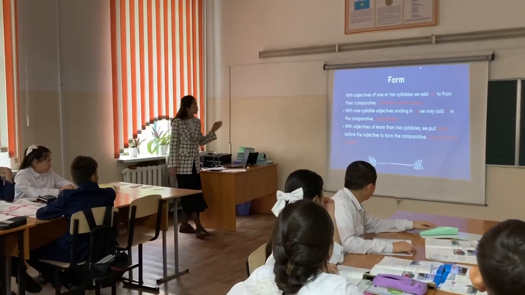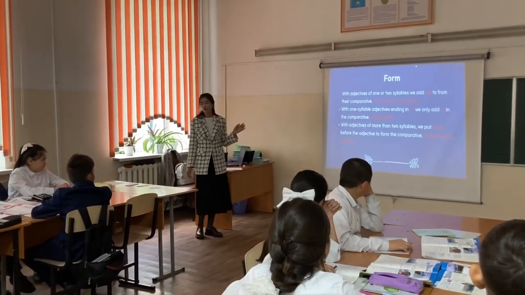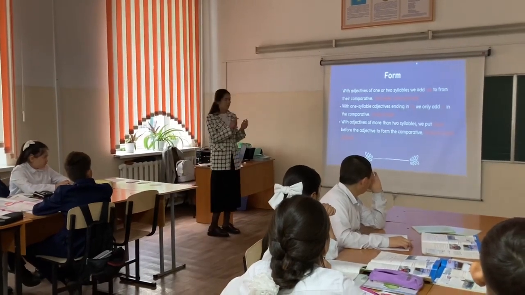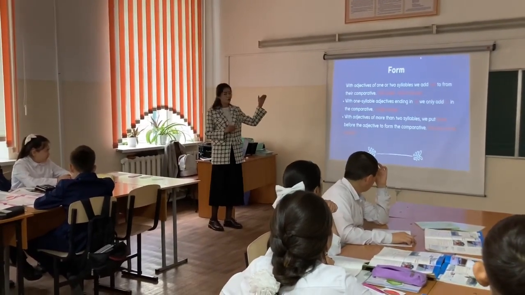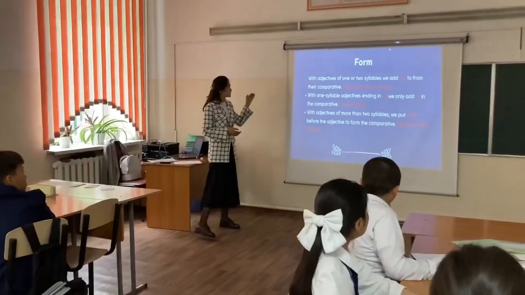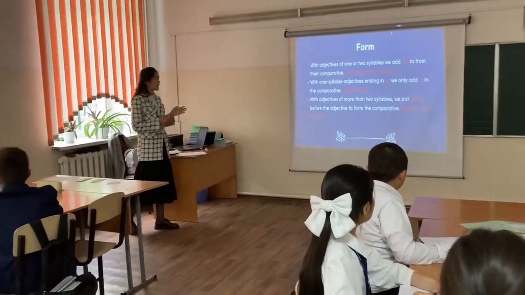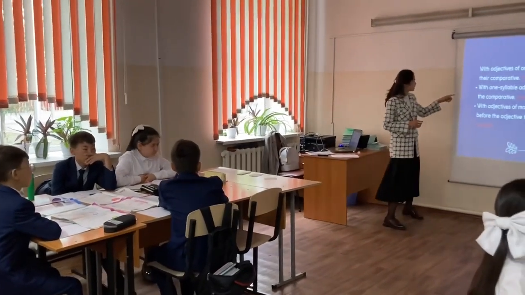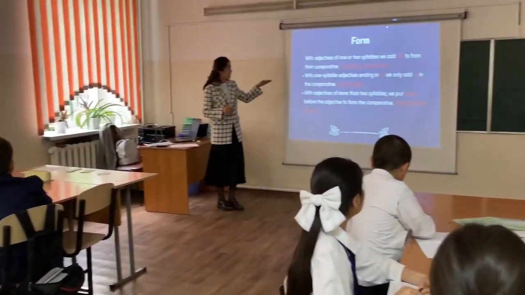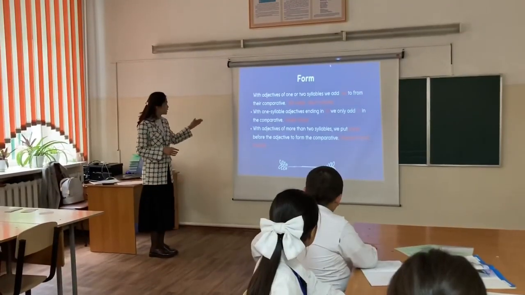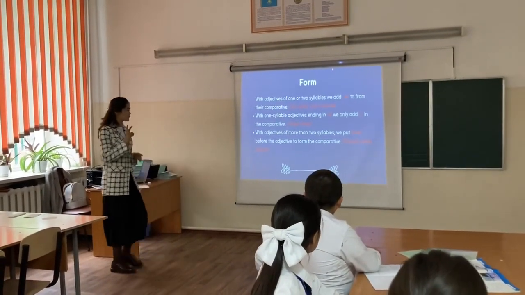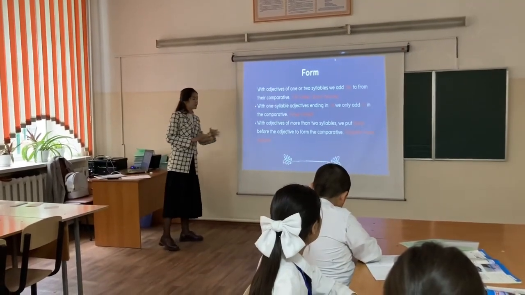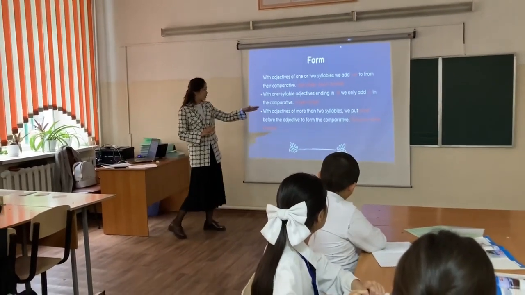Form: with adjectives of 1 or 2 syllables, we add er to form the comparative. For example, old, older, short, shorter. With 1 syllable adjectives ending in e, we only add r in the comparative. For example, large, larger. With adjectives of more than 2 syllables, we put more before the adjective to form the comparative. For example, popular, more popular.